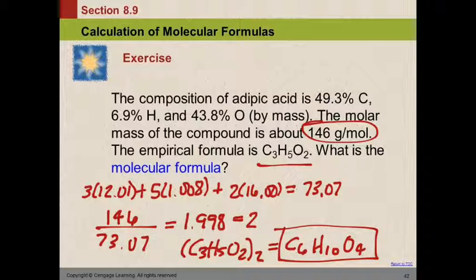And 146 is the percentage? 146 is the molar mass. Molar mass. And we have to give you that. Okay? So the molar mass is given to you. The empirical formula may either be given to you or they may make you calculate it. And then you find the mass of your empirical formula and divide it into the molar mass of the actual formula. And that's how many empirical formulas you need.